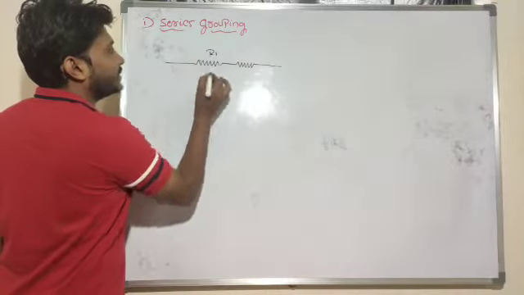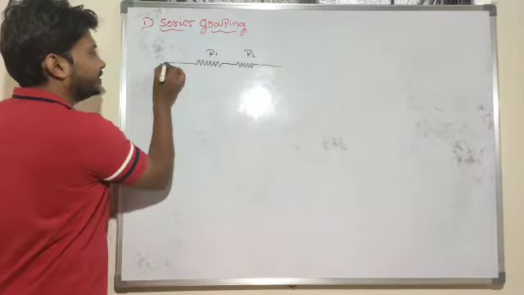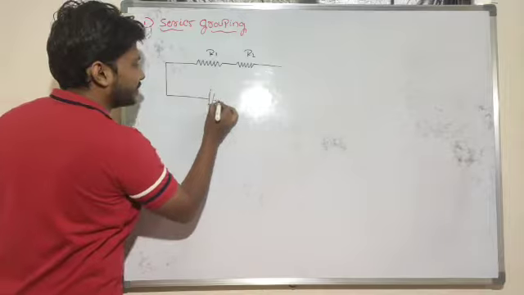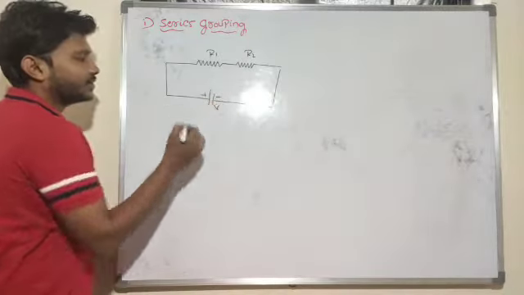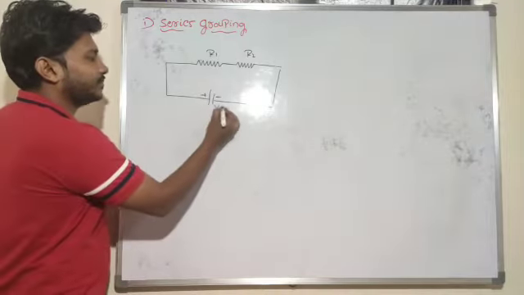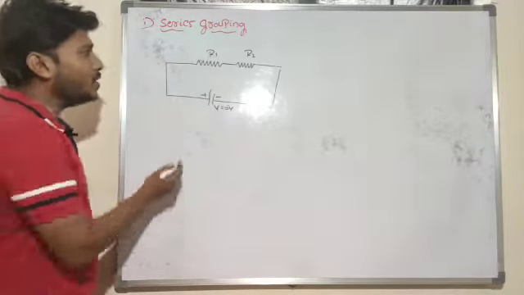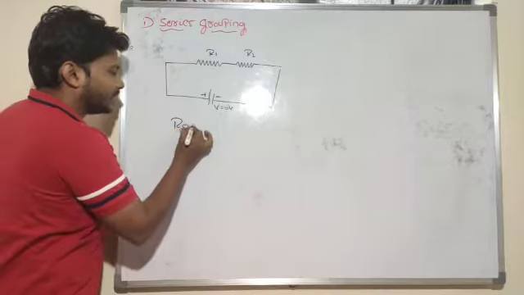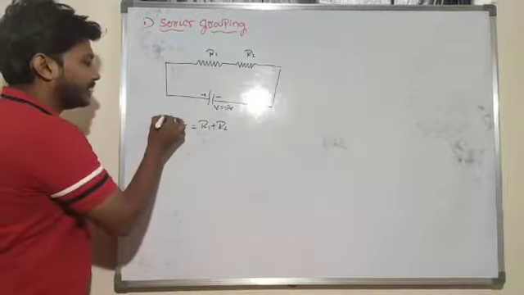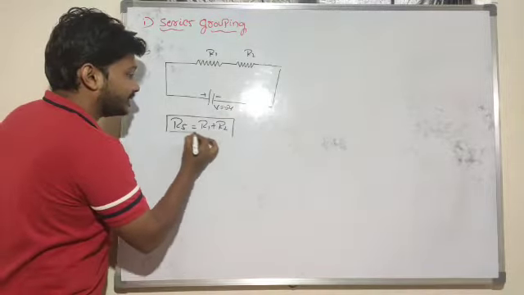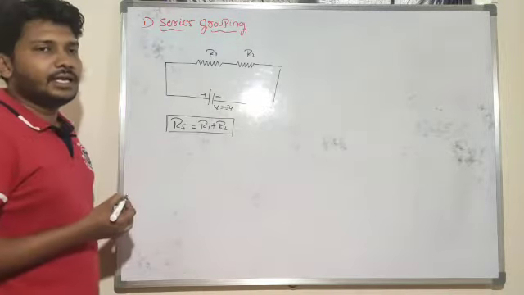For example, this is resistance R1 and this one is resistance R2. These two resistances are connected in a series combination across a potential difference, or voltage, of, for example, 5 volt. Now what will be the effective resistance? R of S is equal to R1 plus R2. In series combination, the effective resistance is greater than the individual resistances.